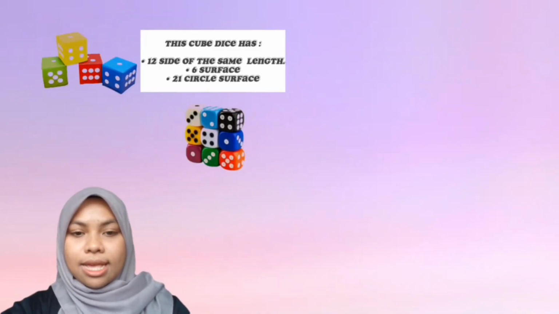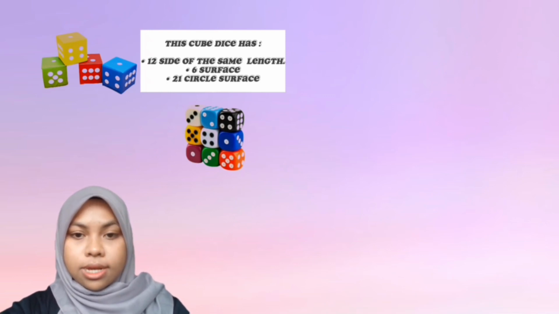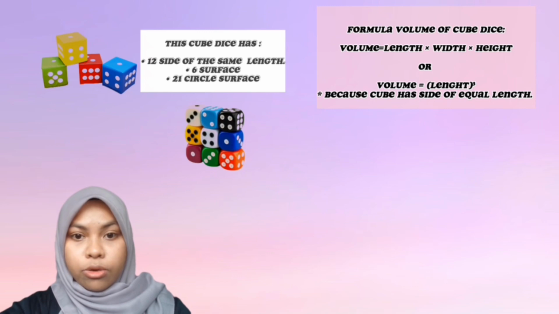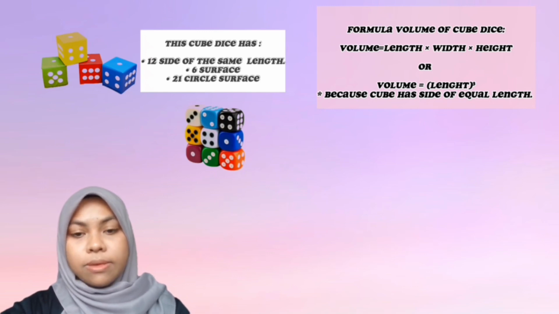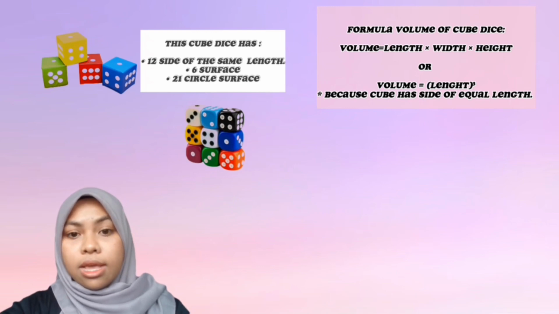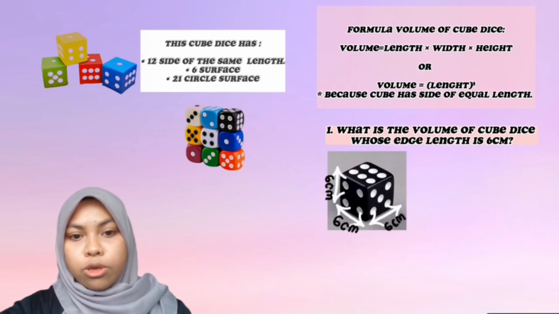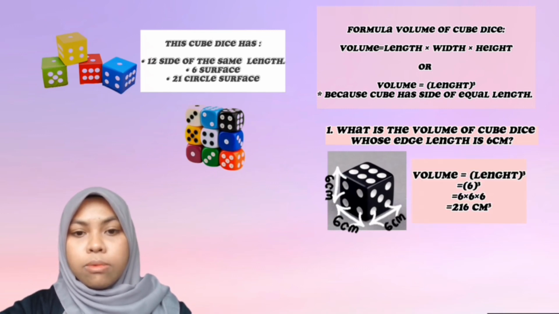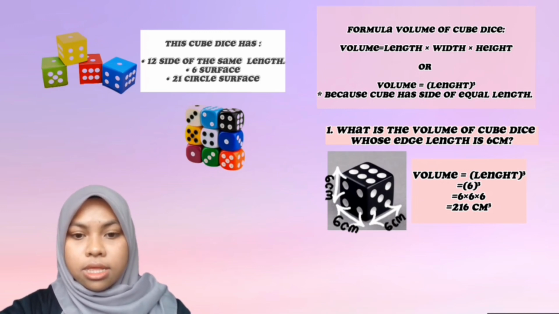This cube dice has 12 edges of the same length, 6 surfaces and 21 circle surfaces. The formula for the volume of a cube dice is length multiplied by width multiplied by height, or we just use length cubed because a cube has sides of equal length. Example: what is the volume of a cube dice whose length is 6 cm? Volume equals length cubed equals 6 cubed, and the answer is 216 cm cubed.